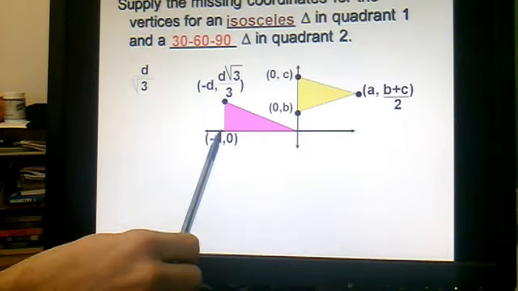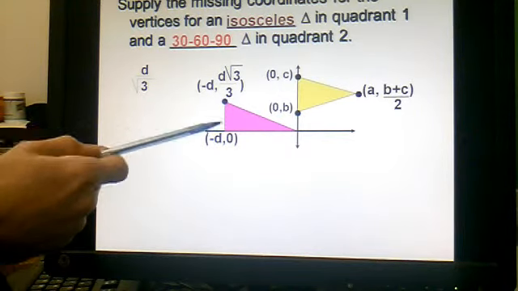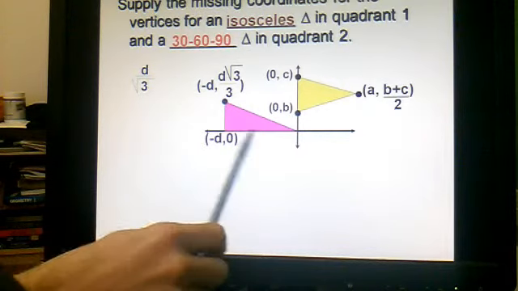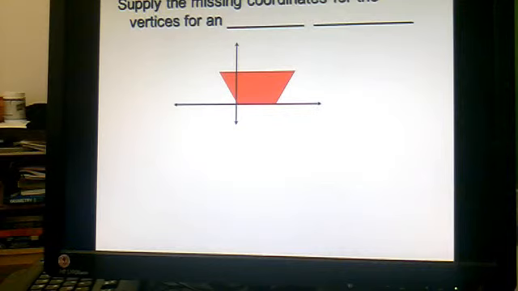Negative D is the distance to the left. That's where this comes from. And the vertical distance, the y coordinate here, is D rad 3 divided by 3 because this is shorter than that long leg. And that's all you have to find. Just that one missing one in terms of D using special triangle ratios.